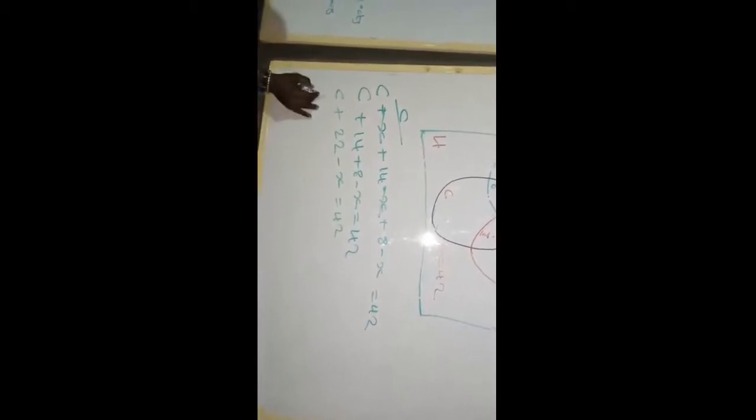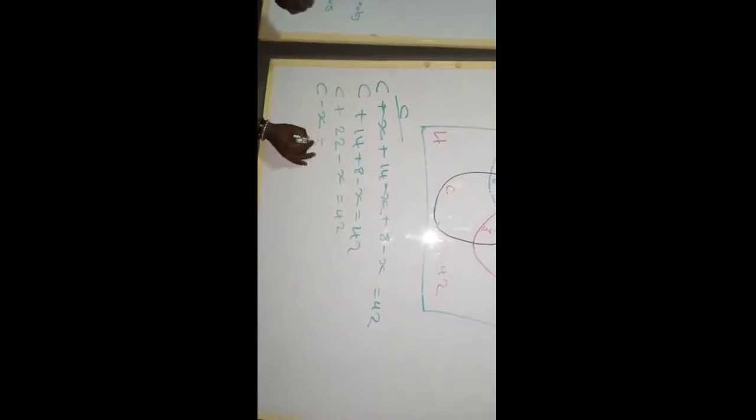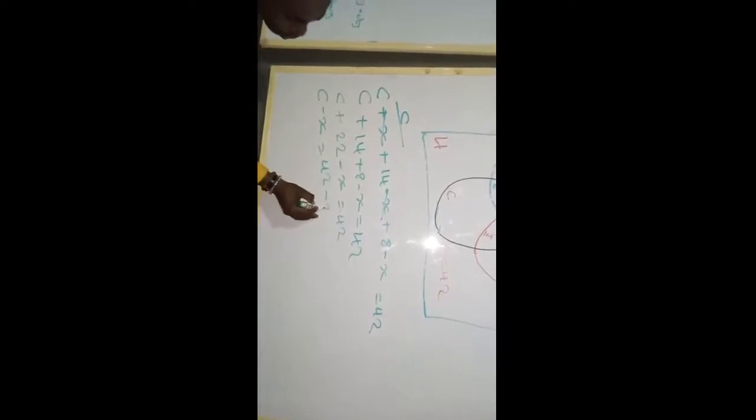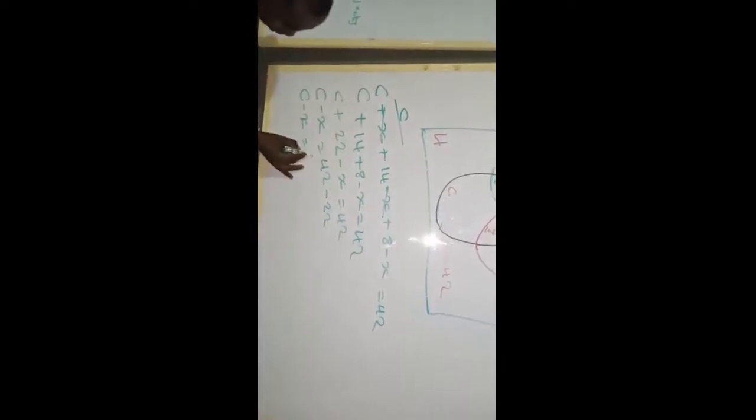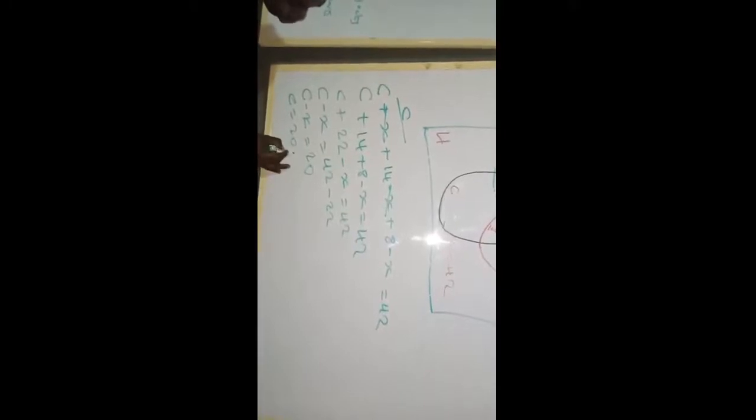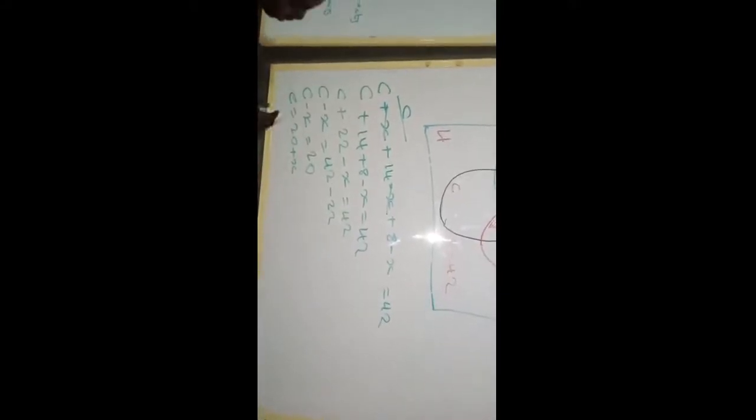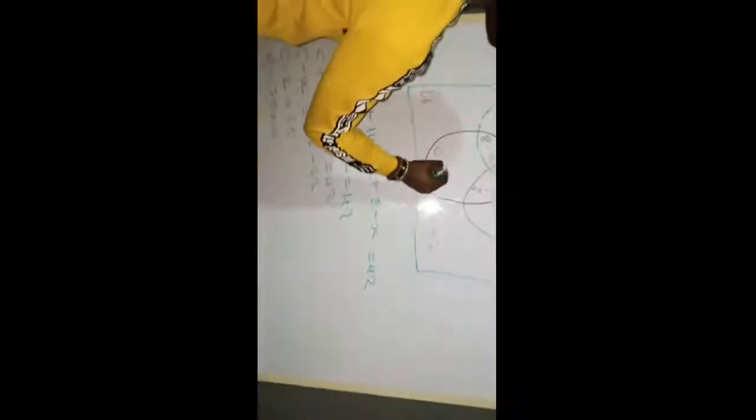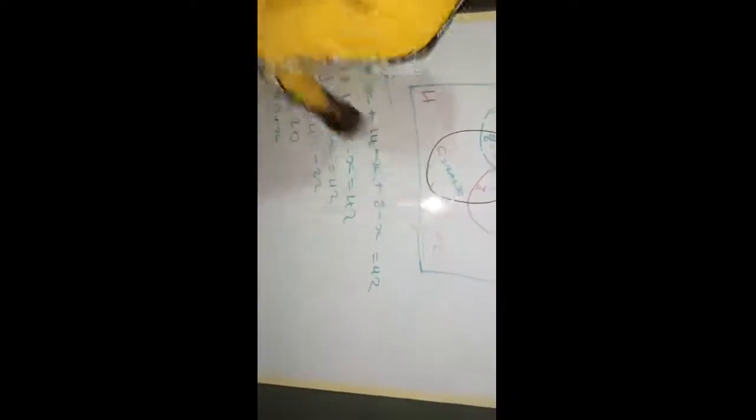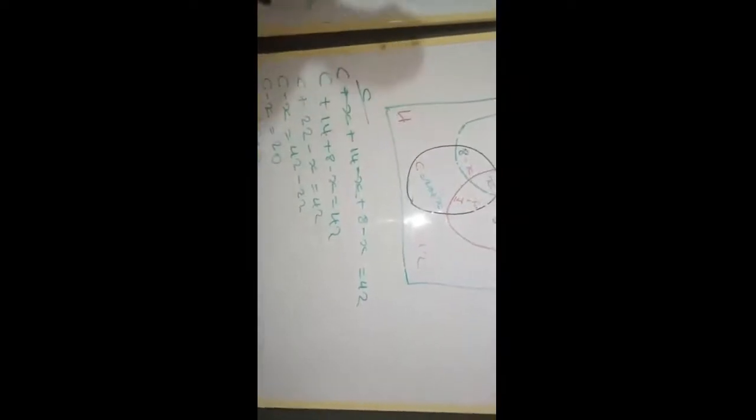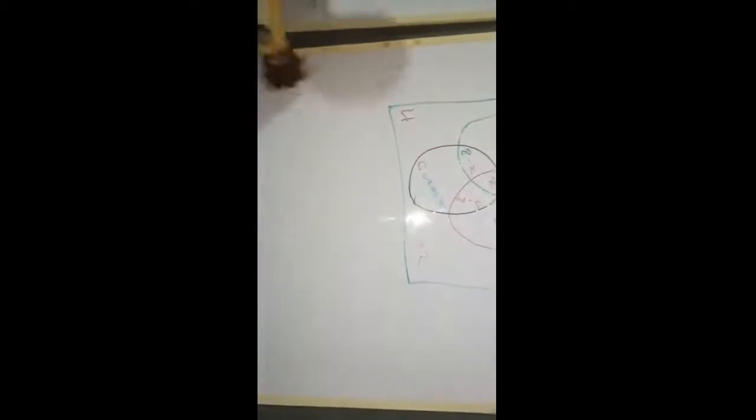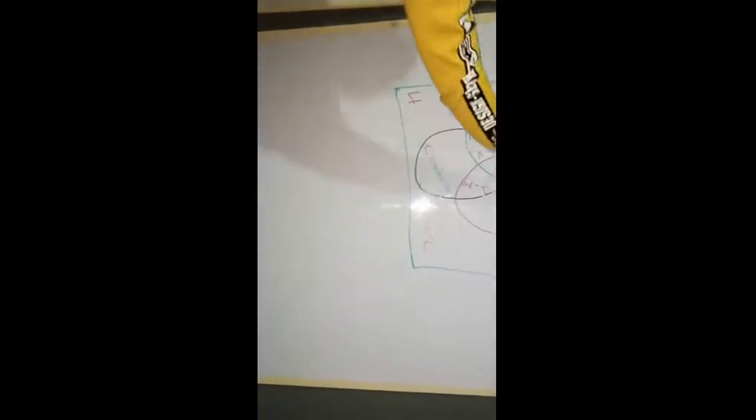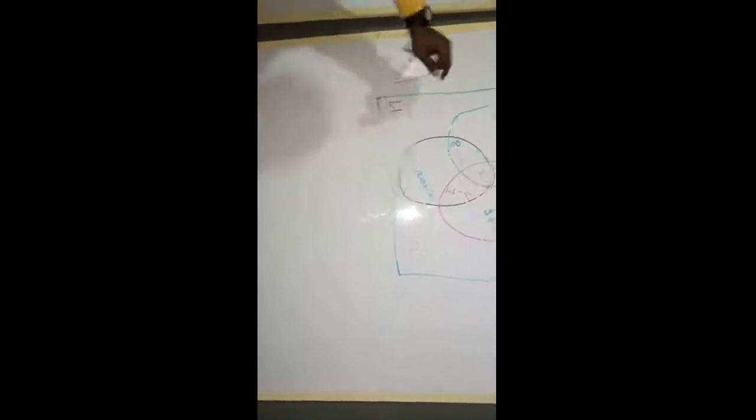Now we collect the like terms. c minus x is equal to 42 minus 22. c minus x is equal to 20. Because it is c that we are looking for, now c is equal to 20 plus x when they cross to the other side. So here c is equal to 20 plus x. Now we've gotten how to get the number of students that offer only this one, only this one, and only this one. Now to get everything solved, we need x.